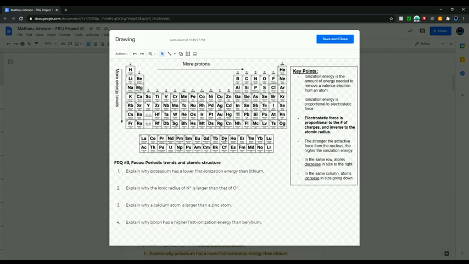Hello everyone, this is Matthew, and this is free response question number 3. Focus: periodic trends and atomic structure. There are some key points to keep in mind when you're doing these problems.